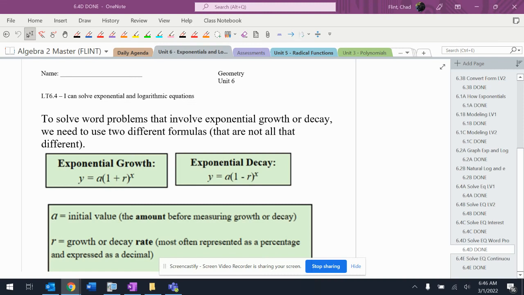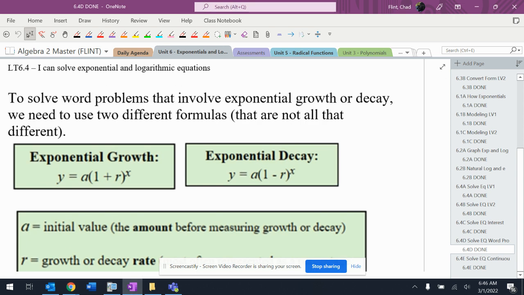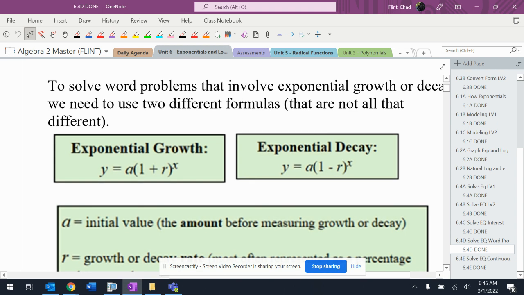Okay, so very, very similar to the exponential interest formula that we did last. Exponential growth and exponential decay formulas are right here. So the only difference is the exponential decay has a minus instead of a plus in it, but that should make sense because if it's decaying, it should be going down.